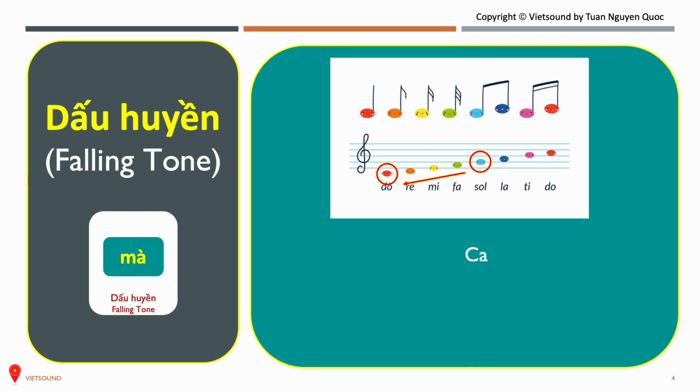For example, here I have a word "ga" without tone. Now, let's make your voice a little bit lower to the do note. And we have the word "gà" with falling tone. Okay, now let's compare again. "Ga" without tone and "gà" with falling tone. Okay, let's compare again. Ga, gà.